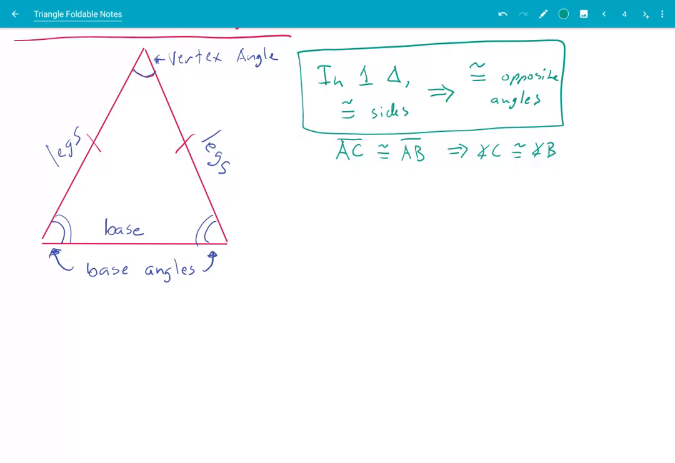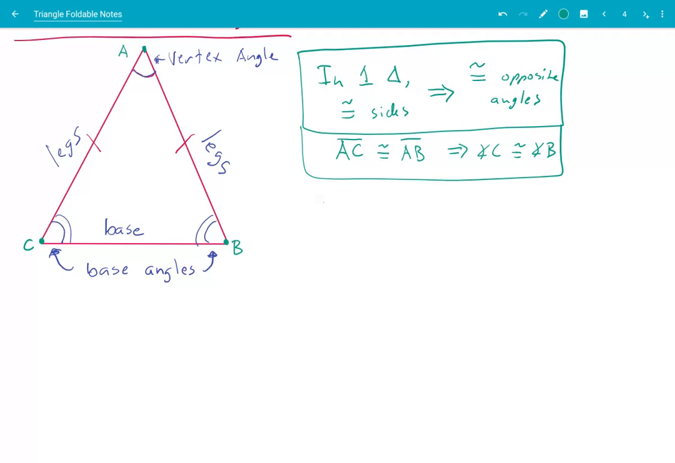And you know, it'd help if I labeled this, wouldn't it? This would be A, B, C. There we go. Let's make some vertices. Close up that triangle. Yeah, that was bugging me. All right. So, vertex angle, legs, base, base angles. In one triangle, congruent sides imply congruent opposite angles. And there's our examples.